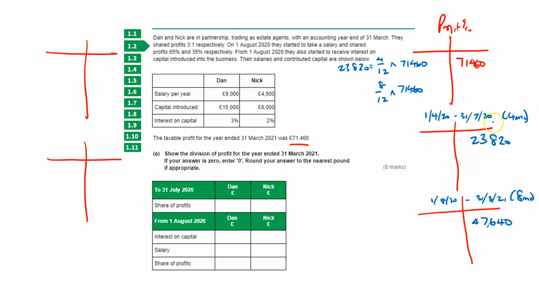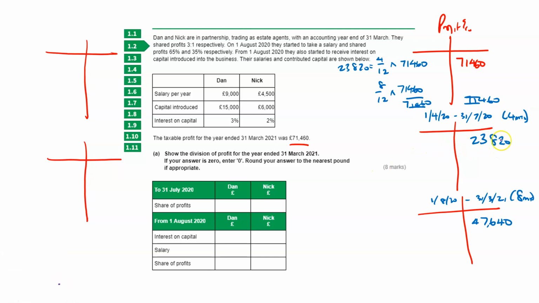I've just split everything up into two parts, right? Hope that's sort of clear. So this can close. This can close. This is now done. 71,460, 71,460. This is done. Just going to change my pen color just to give this some variety.